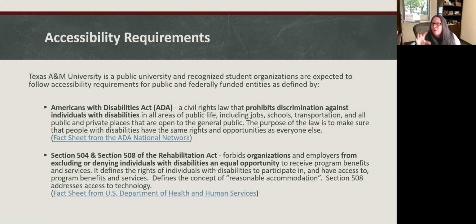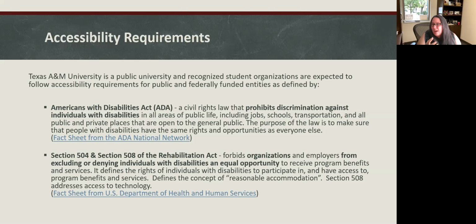If you want to learn a lot more, there are 4 titles to the ADA. You can go to the ADA National Network and read what those things are. Then there's the Rehabilitation Act of 1973. So you may have heard of Section 504 or Section 508. This is really what talks about making sure that everybody with a disability has an equal opportunity to participate and receive the benefits of the programs and services that are available.